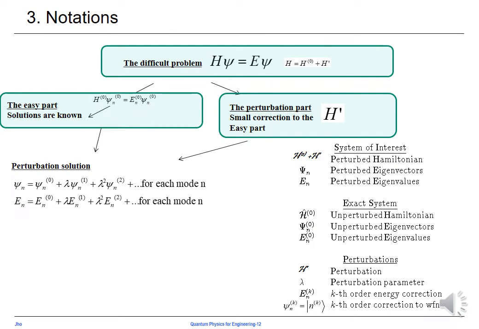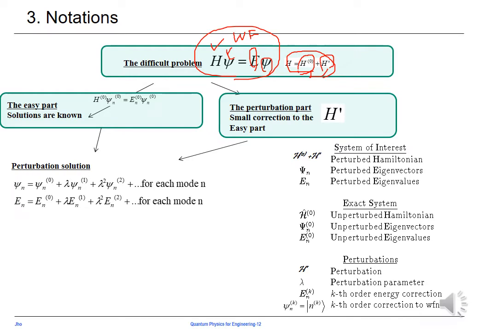So the basic idea is here. Let's say we have this Schrödinger equation, H the Hamiltonian operator, H psi, psi the wave function, equals energy times the wave function. Then this H is split into two parts: H0, which is simple, and H prime, which is difficult. So can we solve this Schrödinger equation with the new Hamiltonian?